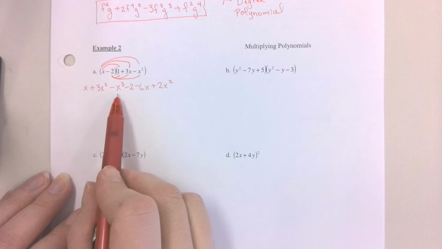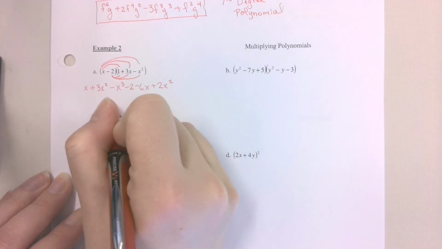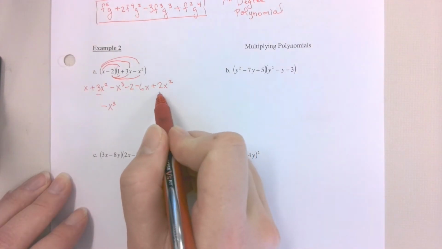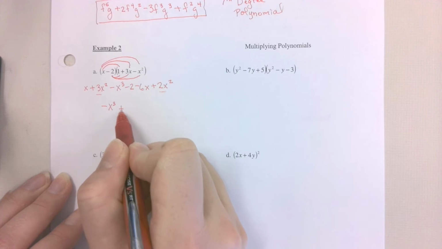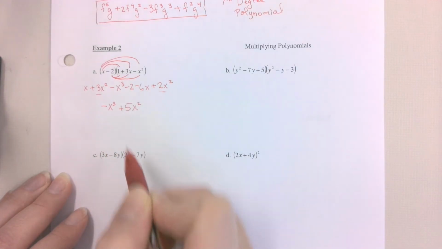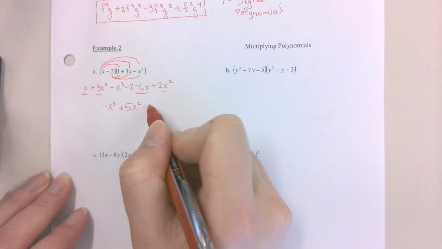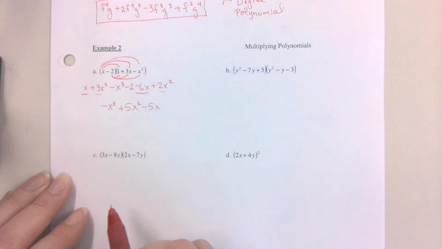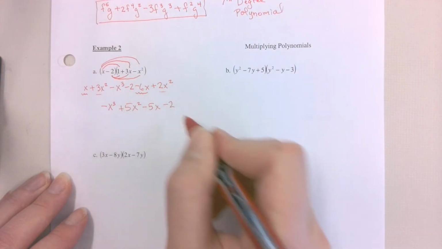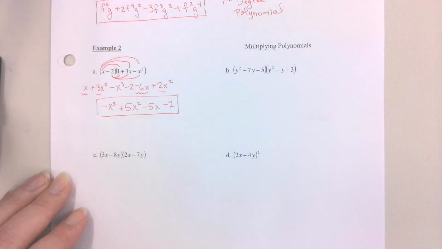So I have my highest degree is x to the third. So I have a negative x to the third. And then I have my x squared. So 3x squared and 2x squared becomes a positive 5x to the second. All right, next would be x to the first. So 1 and negative 6 will be negative 5x. And then last would be our constant, which is negative 2. So here is what we have once we've cleaned it all up.